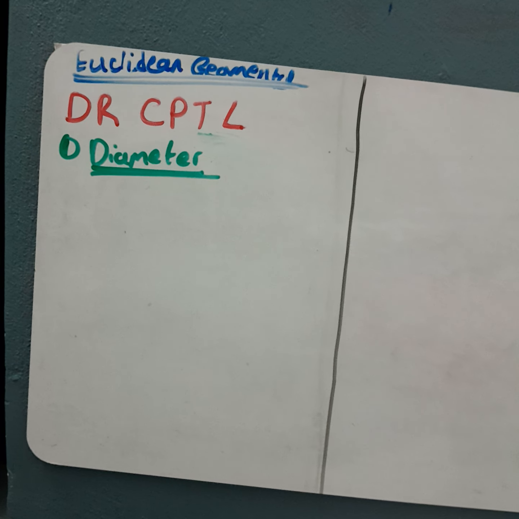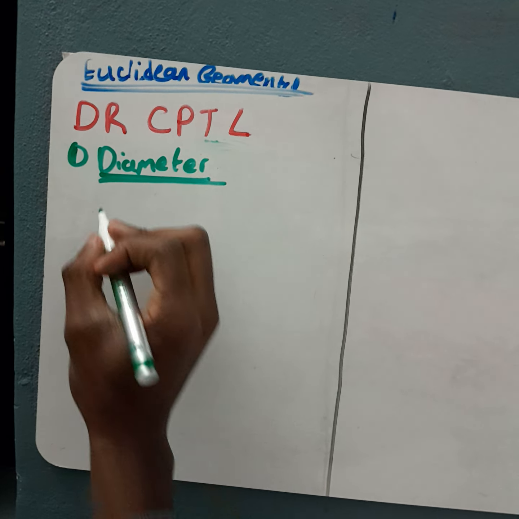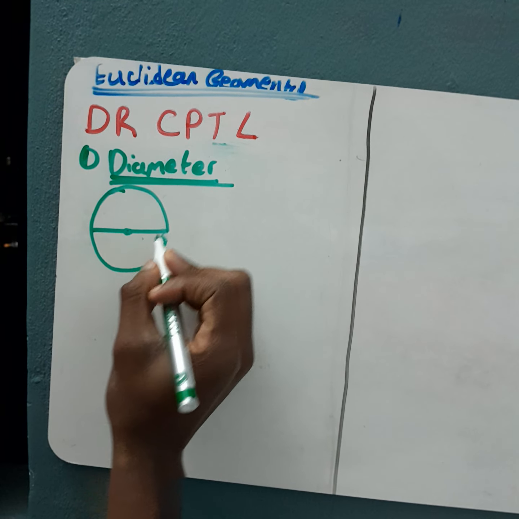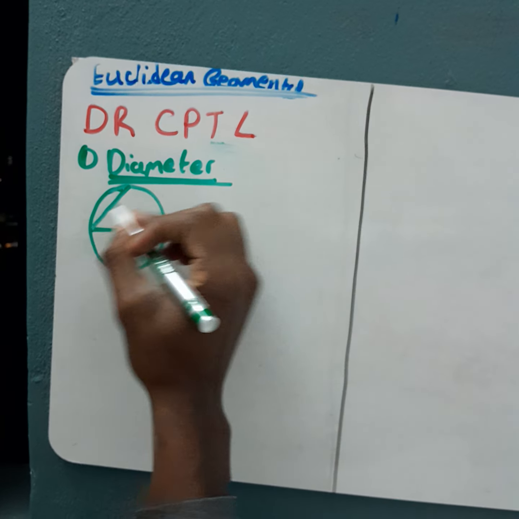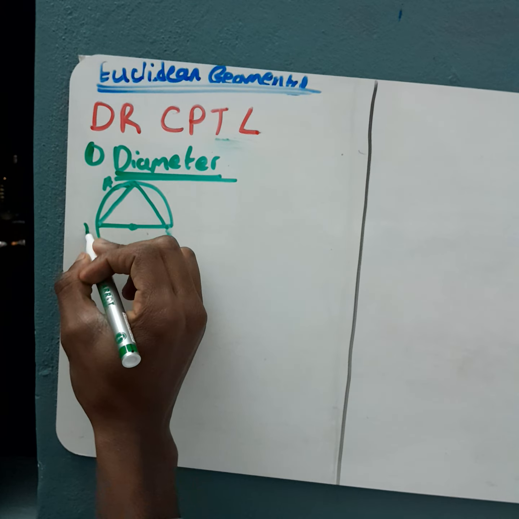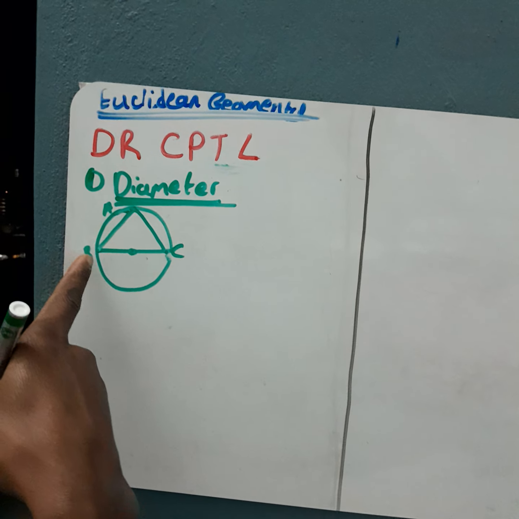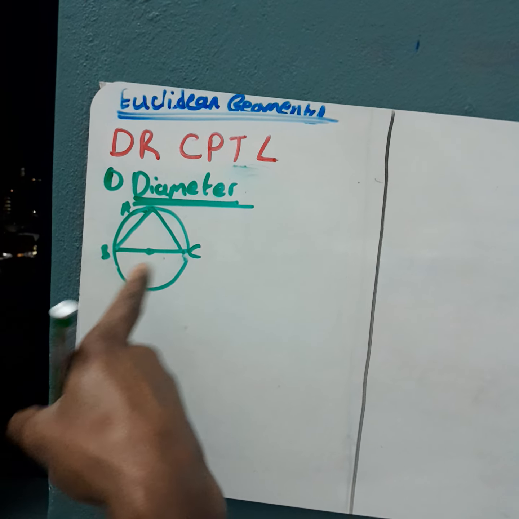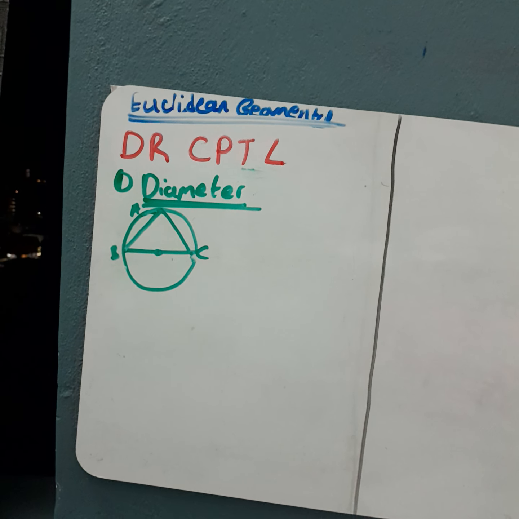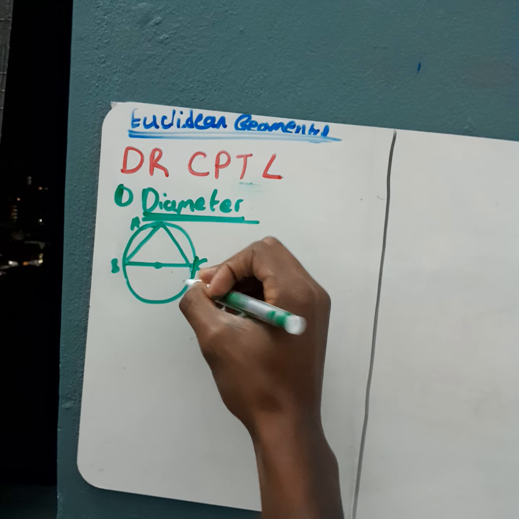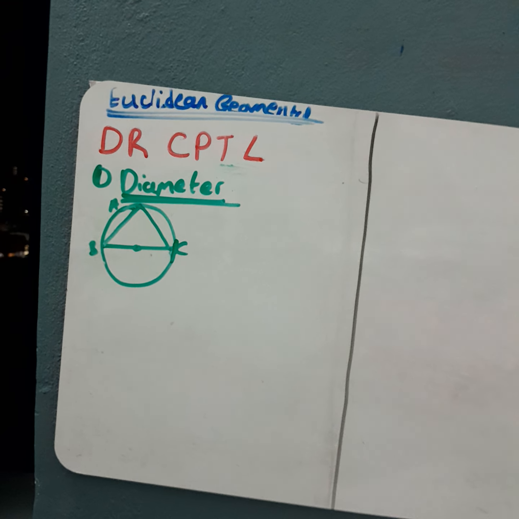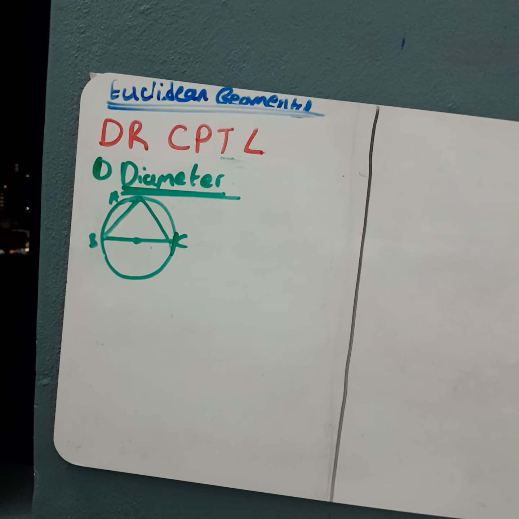So for this one, we're gonna start with diameter. Let's draw a circle. A diameter is a line from the circumference that passes through the center. Let's call this A, B, C. It's the line from the circumference, through the center, to another point on the circumference. That's what we call a diameter. So the theorem is: angle subtended by a diameter equals what? 90 degrees, or we call it angle on a semicircle.